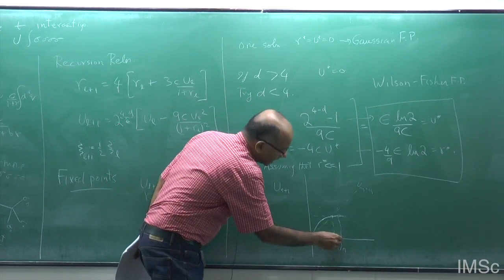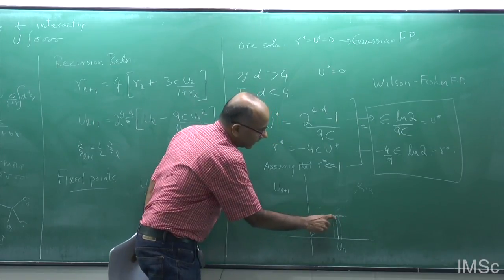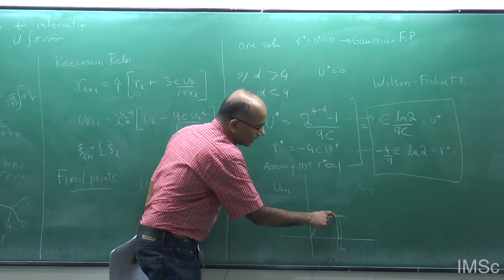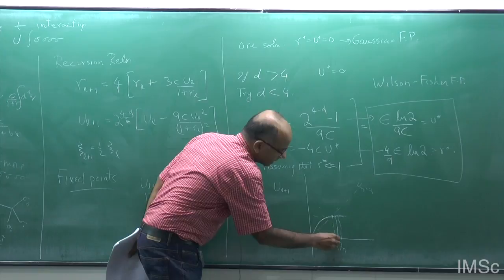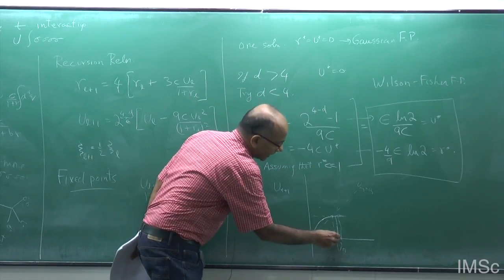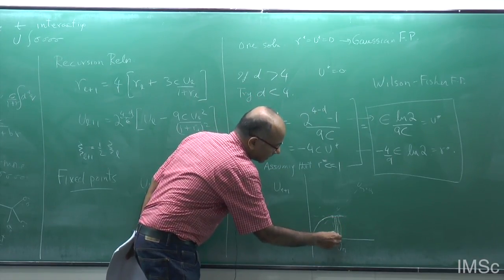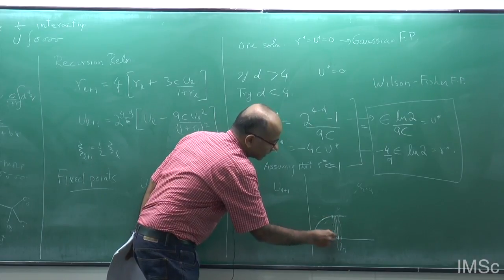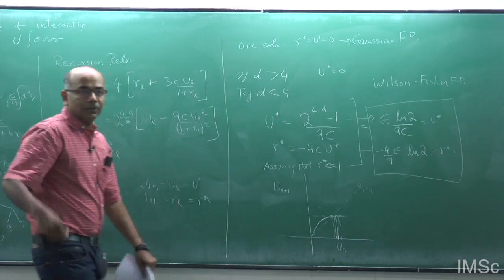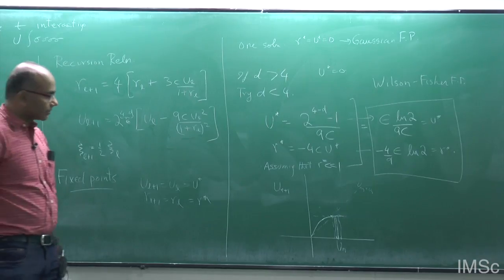And then you go again. Again your u n plus 2 is less than u n. So your next point is here. And you keep going like that. So if you want, you can put an arrow like this. You keep going like that till you hit this point. So it's going towards the fixed point.